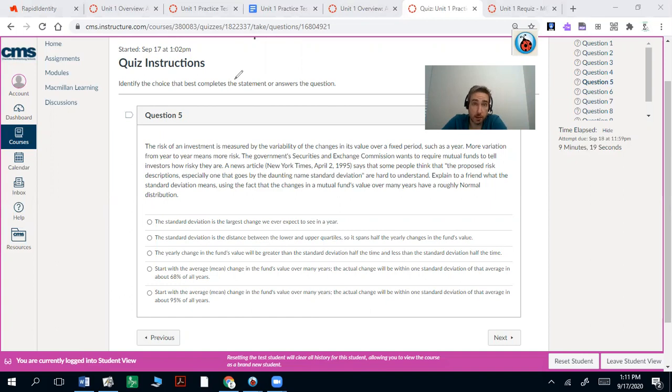Let's see if we can answer this question. The standard deviation is the largest change we ever expect to see in a year. Standard deviation doesn't deal with one data point, it deals with multiple. So there are many years, not just 1 year. The standard deviation is the distance between the lower and upper quartiles, so it spans half the yearly changes in the fund's value. The standard deviation doesn't have anything to do with quartiles.